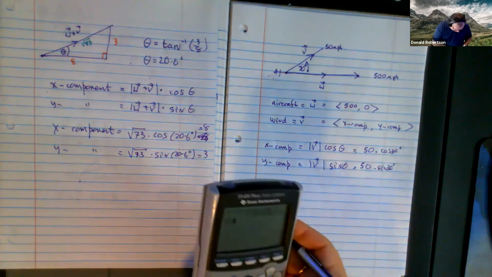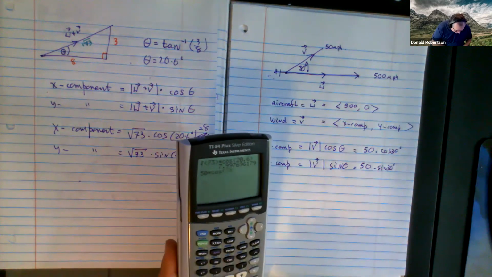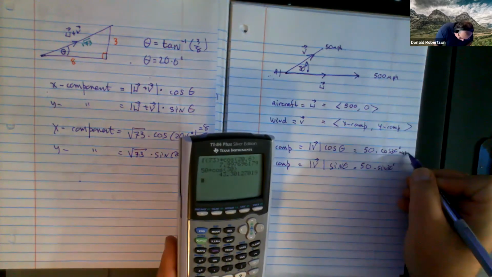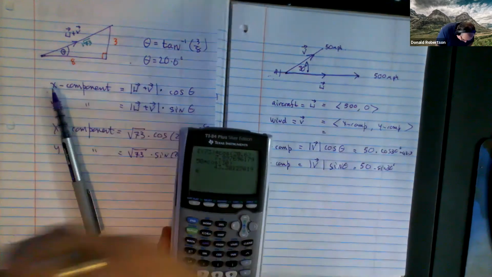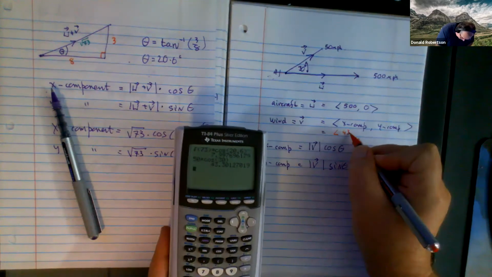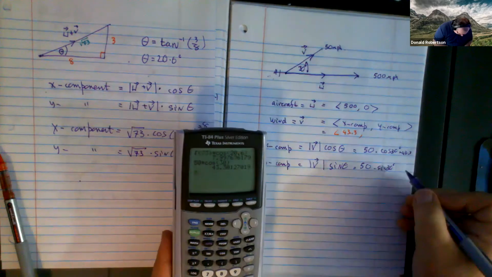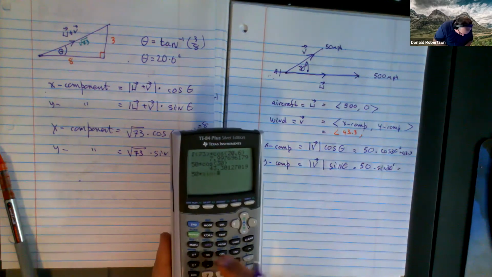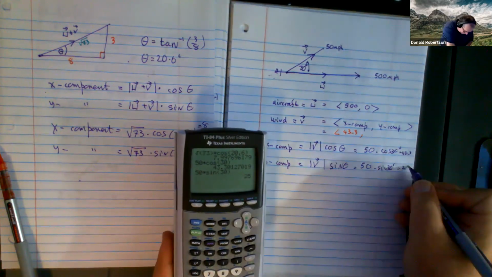And here we go. 50 times cosine of 30 is about 43.3. Put this in red so it sticks out. 43.3. And we do the one underneath it. The y component is 50 times the sine of 30 degrees. And the answer I get is a nice 25.